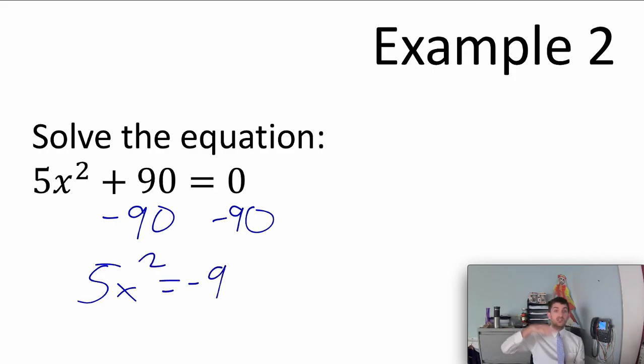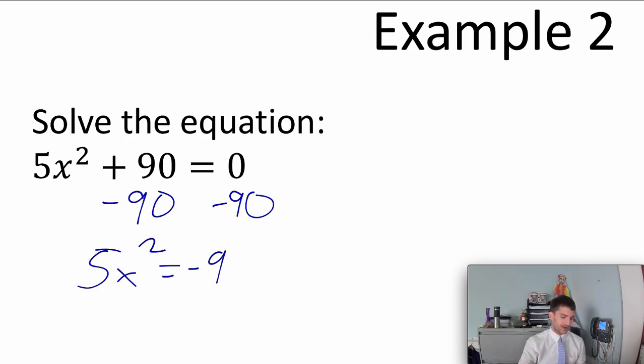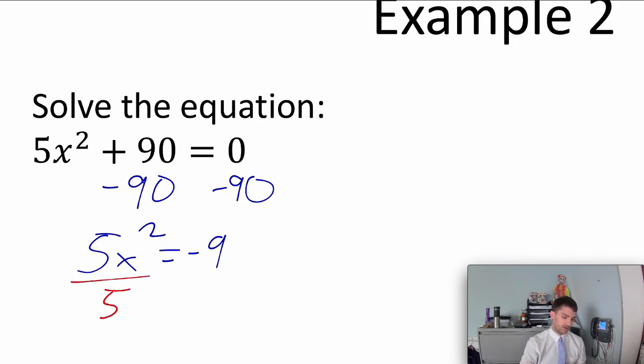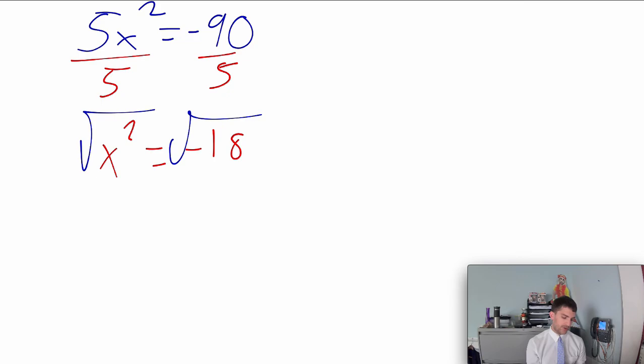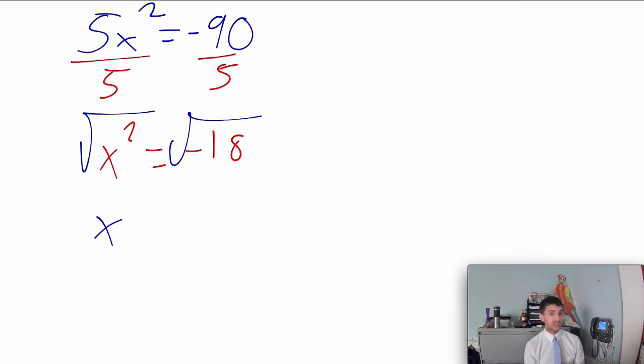We're working through PEMDAS or GEMDAS backwards, so we're working through SADMEP or SADMEG, depending on which way you're looking at it. We're going to divide both sides by 5. We're going to deal with that exponent last. So x squared equals, after we divide by 5, negative 90 divided by 5 is negative 18. Now, just like we did in the past, we're going to take the square root of both sides, and we end up with x, because the square root of x squared is just x. Now, negative 18, we're going to break into 18 and negative 1.